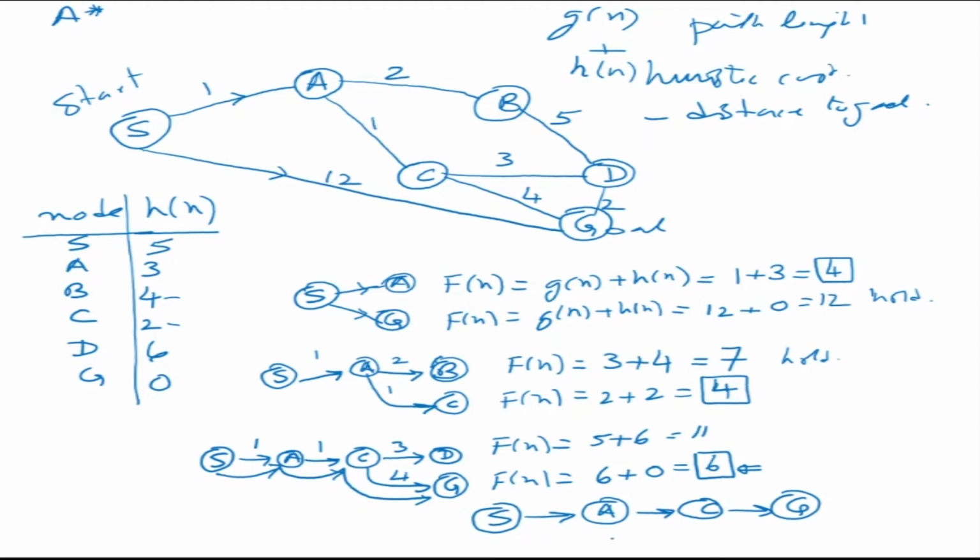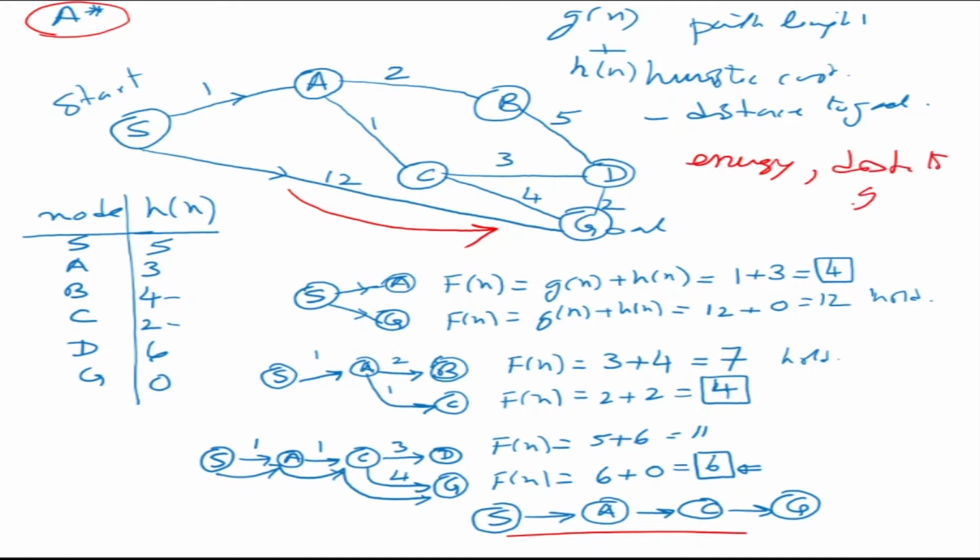Although by looking at this graph it appears that this path would be the shortest, because it's a straight path, it's not. So this one is shorter, okay. So this is basically A star. Now in the A star algorithm, we have a Gn, which is the path length, and an Hn, which is the heuristic cost, okay. The heuristic cost can be anything. It can be energy, it can be distance to goal, it can be anything else, okay. In this particular case, this is faster than Dijkstra's algorithm.